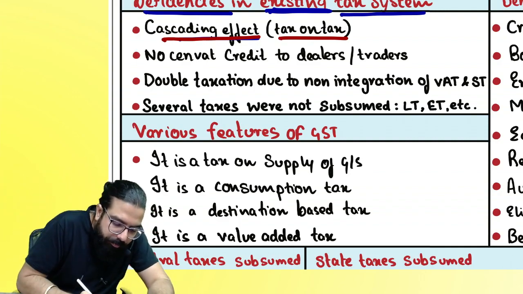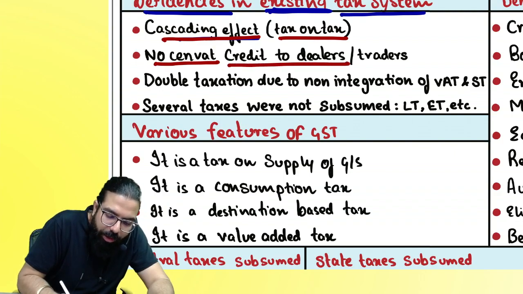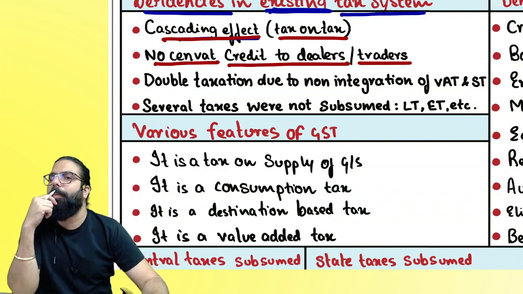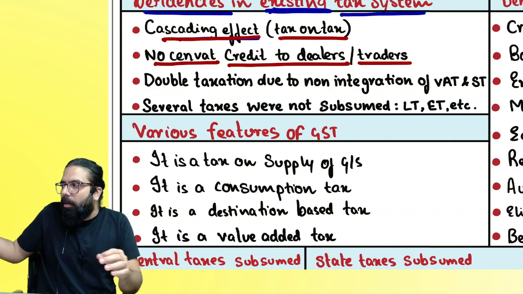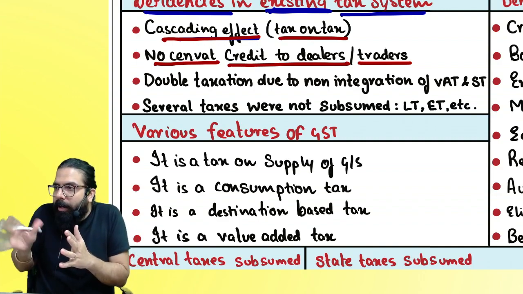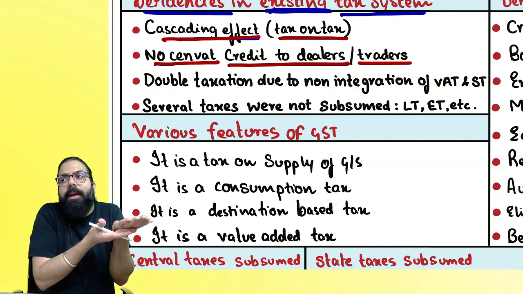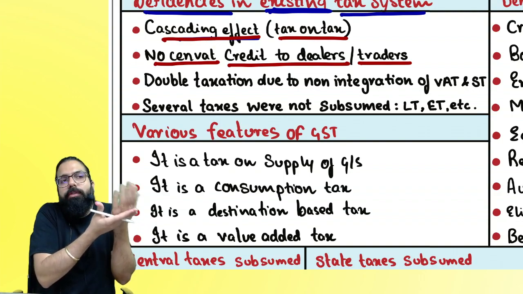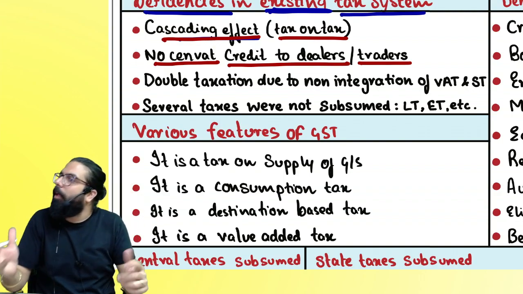The next one, no set-off of VAT credit to traders or dealers. What do you mean by no set-off of VAT credit? Excise duty credit I will not get. If I don't get excise duty credit as a trader, what will I do? Add to cost, tax on tax. Can I go ahead, everyone?